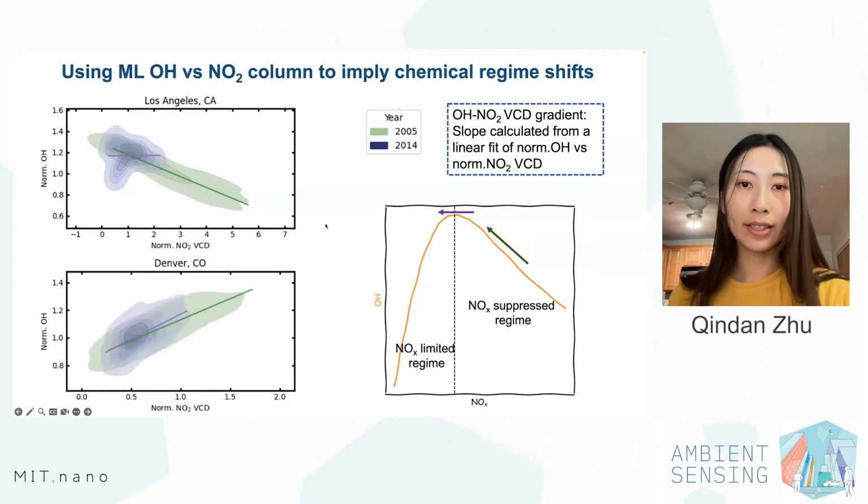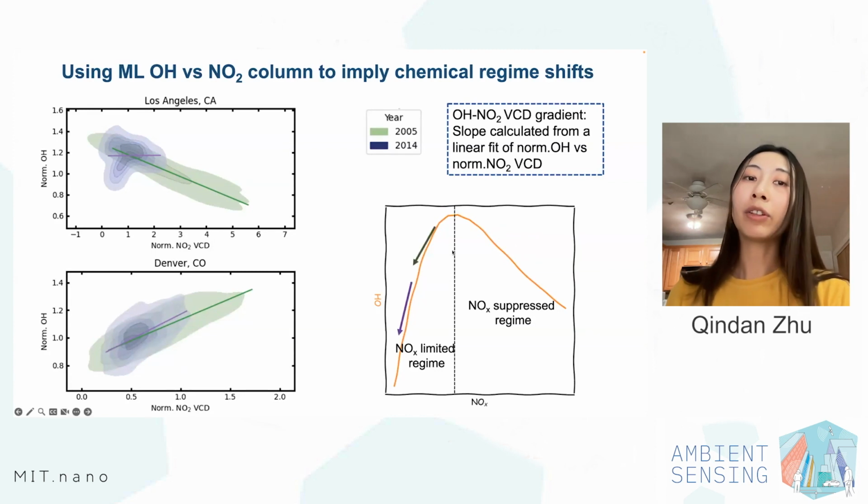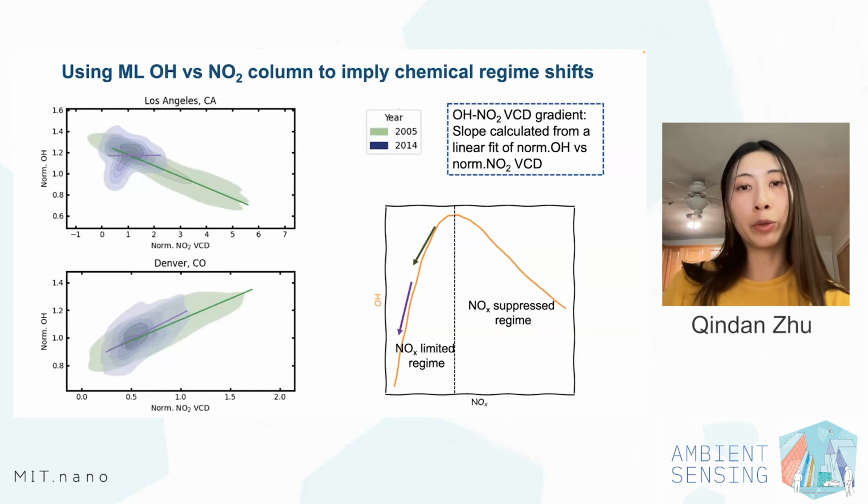I'm showing another city, Denver. It presents a different pattern. The gradient stayed positive in both years and is larger in 2014. Mapping to the schematic shows that Denver was already in the NOx limited regime in 2005, and it kept moving left due to further reduction of NOx.